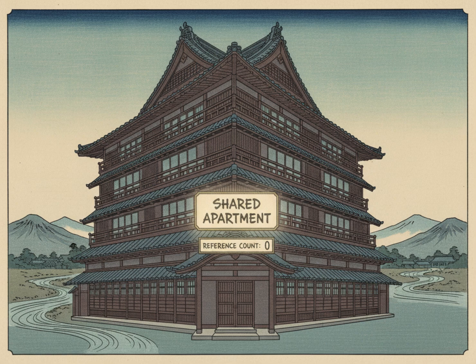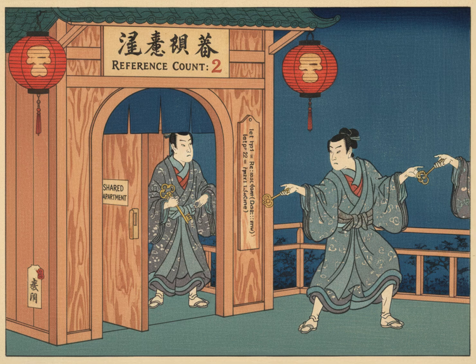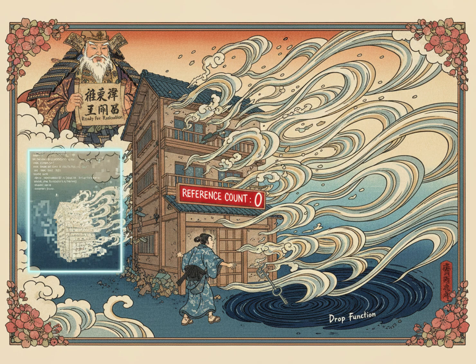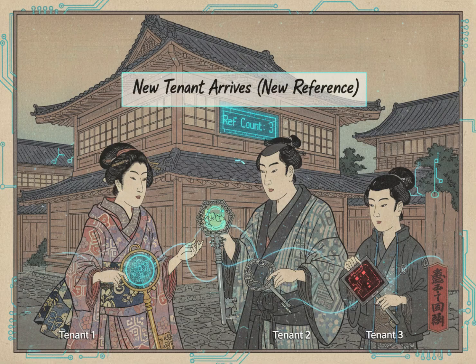Think of it like this. Imagine a shared apartment. The reference count is like the number of people with keys. When the last person moves out, the count equals 0, and the landlord can rent it to someone else.